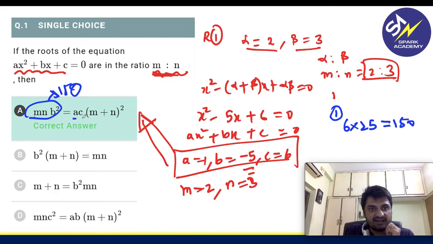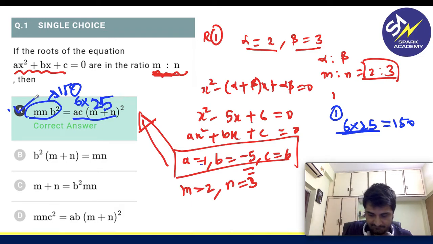Now you have to check the RHS value. So how will we do the RHS? RHS we can solve by taking A into C. A into C is what? 1 into 6 is 6. M plus N whole square into 5. Same thing we are getting, right? 6 into 25 is what we are getting. This is also 6 into 25. LHS, RHS are equal. So it is option A.